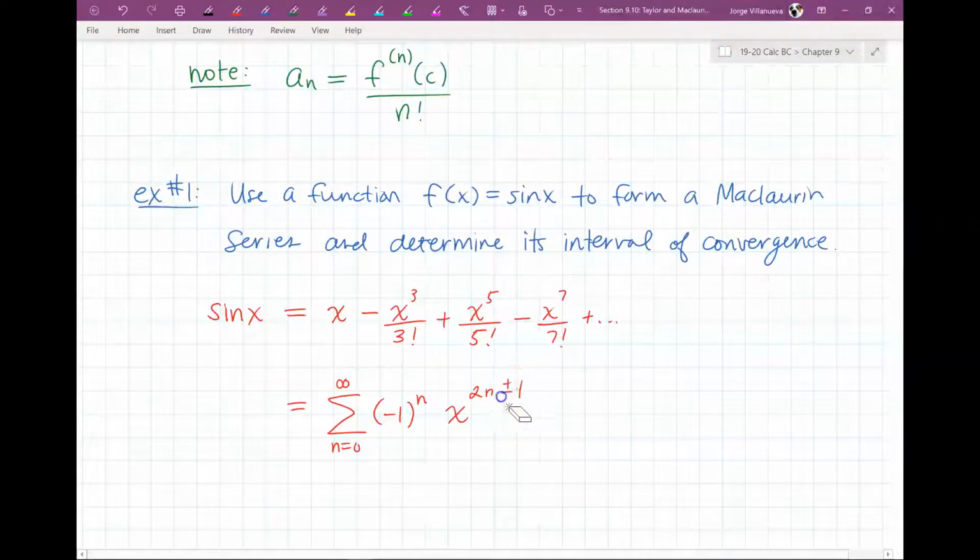So if I use a minus, plug in your 0, do you get a power of 1? No, I get negative 1. So then I should use the plus. 2n.